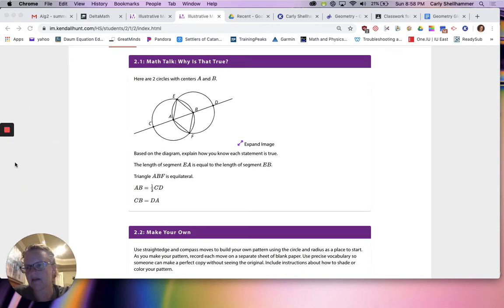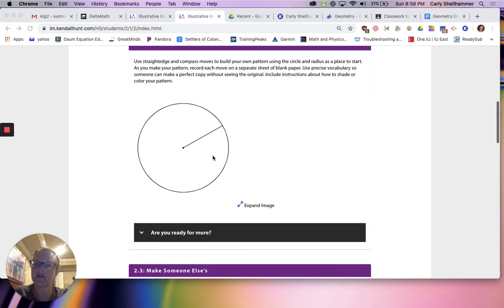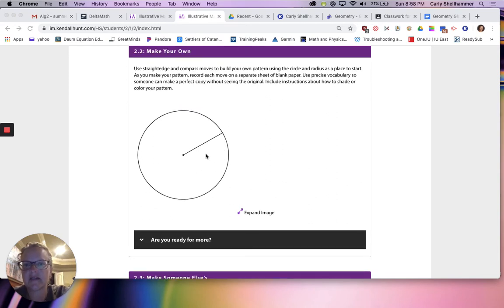All right, let's do a little bit more. Let me mark done on this so I can get my pointer back. Make your own. Use a straight edge and compass moves to build your own pattern using the circle and radius as a place to start. As you make your pattern, record each move on a separate sheet of blank paper and use precise vocabulary so someone can make a perfect copy without seeing the original.